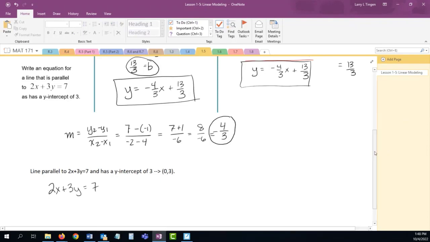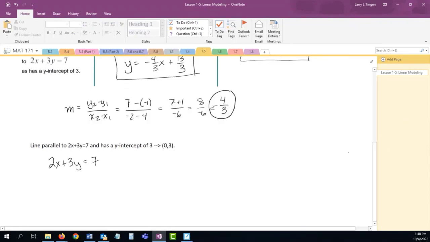So I'm parallel to 2x plus 3y equals 7. If I'm parallel to that, I must have what, either the same slope or the opposite reciprocal? Which one? If I'm parallel to a line, how is the slope of the line I'm interested in related to the line? Is it the same? Is it the opposite reciprocal? Yes, the same slope. Good. So I must find the slope of this line. So let's go find it.